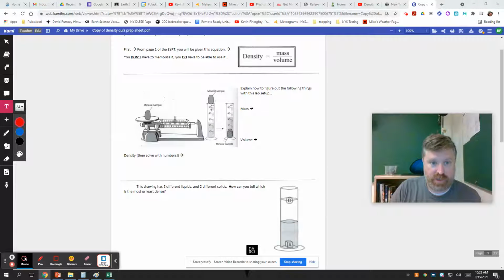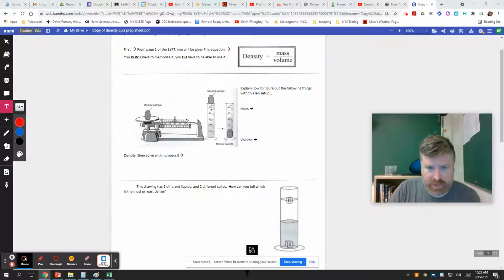Let's talk about what you saw here. So here's a basic setup of your lab. This question might look familiar. It was in the notes. How do you do the following things? Well, you put the mineral on the balance, you move those little sliders till it's balanced, and that's it. That's your mass. I'm not going to write that. I think you guys get the gist.